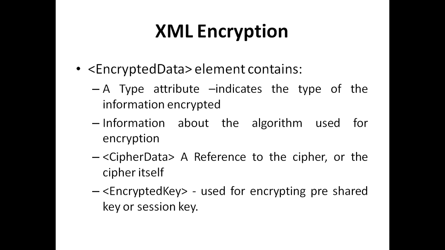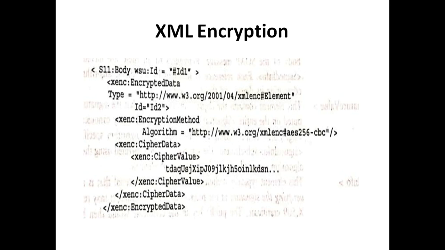Now, the encrypted data element is used to represent the encrypted data in a SOAP message. This encrypted data element contains a type attribute indicating the type of the information encrypted, information about the algorithm used for encryption, cipher data, a reference to the cipher or the cipher itself, and the encrypted key used for encrypting, a pre-shared key or a session key. If you see, this is an example of XML encryption.